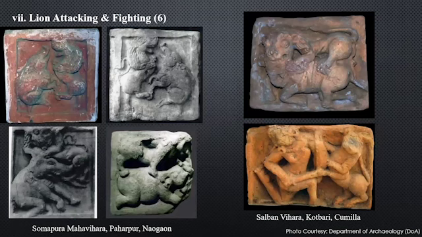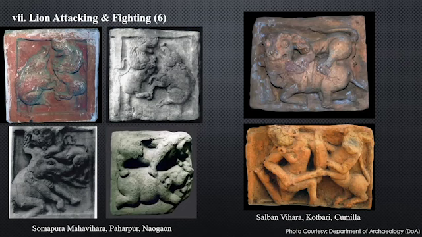The last criteria is lion attacking or fighting. 6 terracotta plaques have been identified with lions in fighting posture. In 2 plaques, lion and boar are fighting against each other. The lion is standing on its 2 rear legs and attacking the boar, and the boar is trying to defend itself by using its front. In one Shalban Bihar plaque, the lion is attacking a domestic elephant.